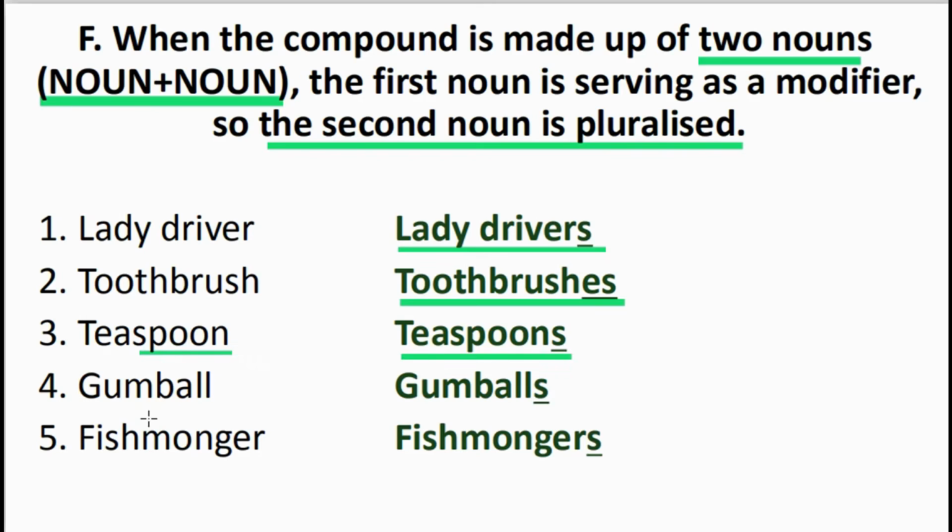Gumball, a ball that is made from gum. So a gumball is actually a ball, no longer gum. So gum is modifying ball. The plural therefore becomes gumballs. Fishmonger. Fish is a noun, monger is a noun. But fish is describing monger. Fish is a qualifier of monger. In this case, it becomes fishmongers.